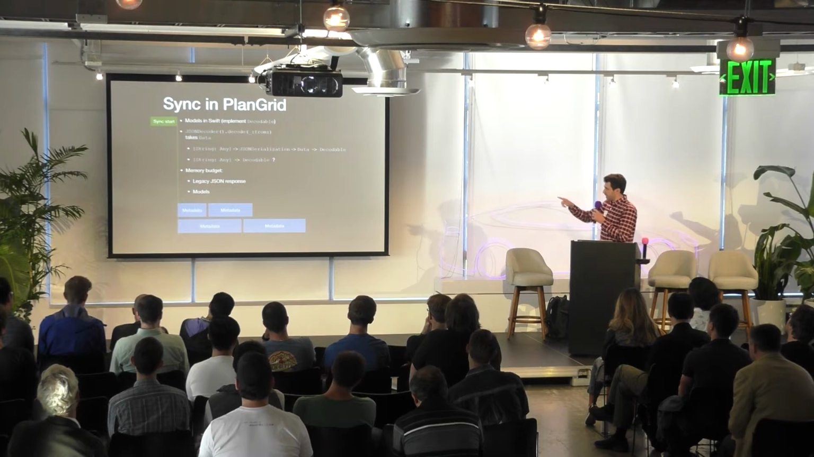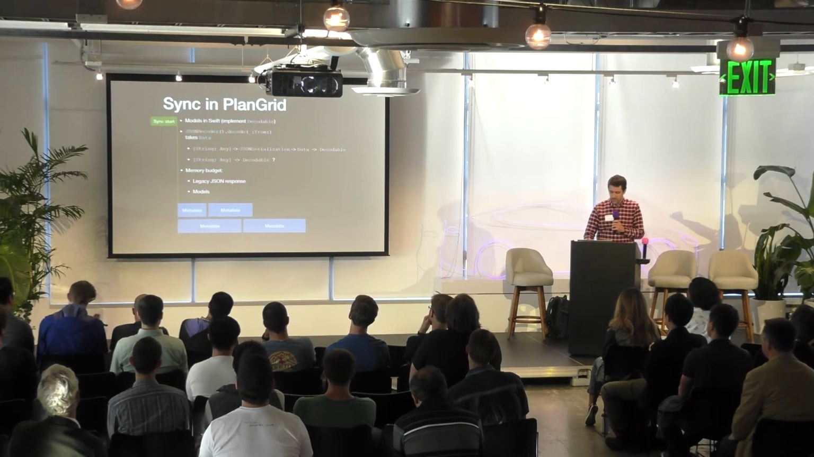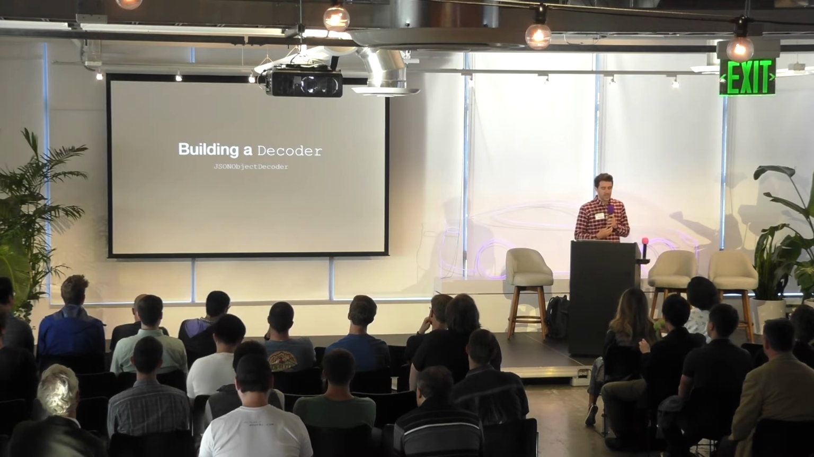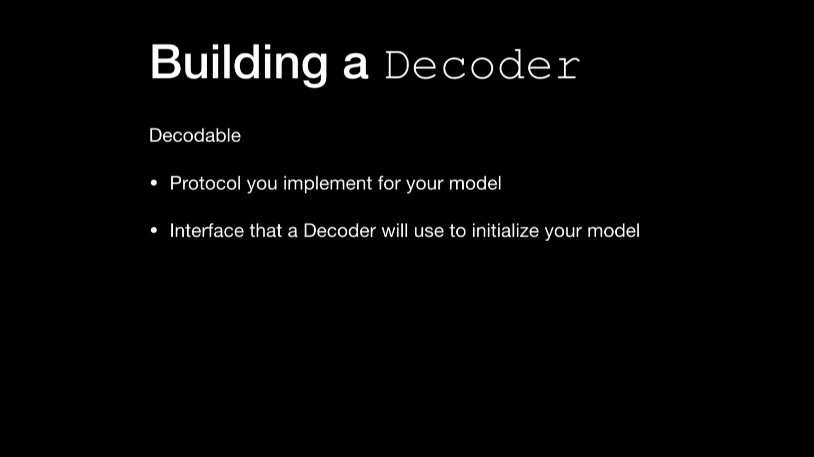JSONObjectDecoder is a decoder that allows us to decode straight from these NSDictionaries into our Decodable types. So now I'm going to talk about building JSONObjectDecoder, or just building a custom decoder in general, using this as an example. And we can't talk about building a decoder without talking about the Decodable protocol.